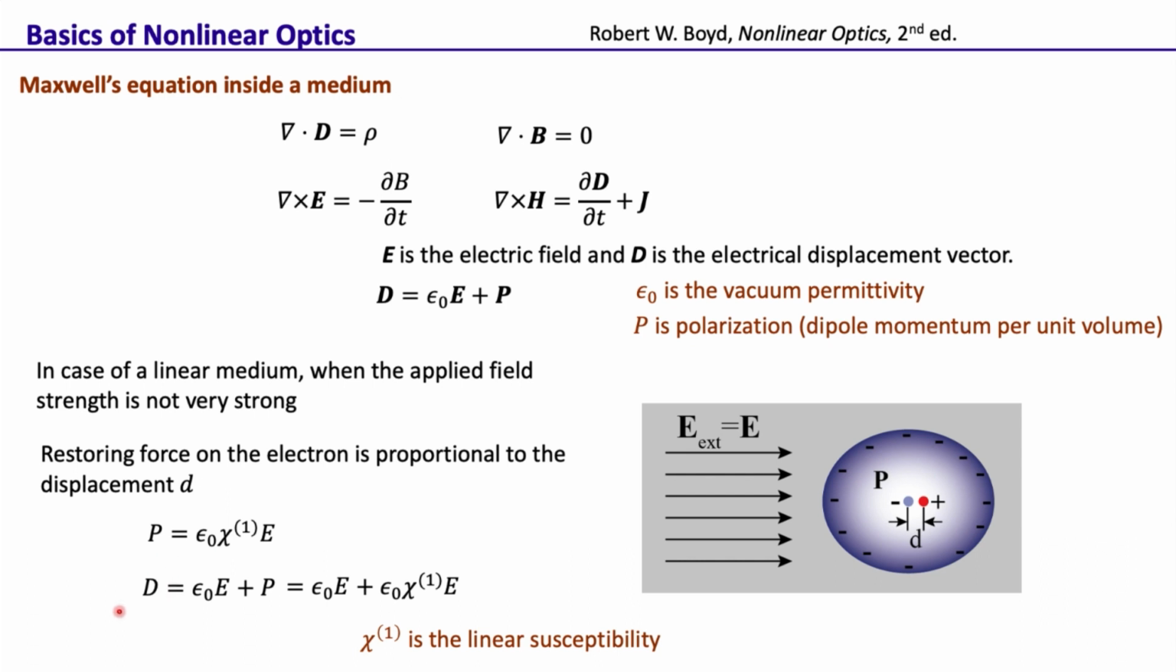And in this case, the displacement, which is epsilon naught E plus P, we can now write as epsilon naught E plus epsilon naught chi 1 E. So this chi 1 is the linear susceptibility.